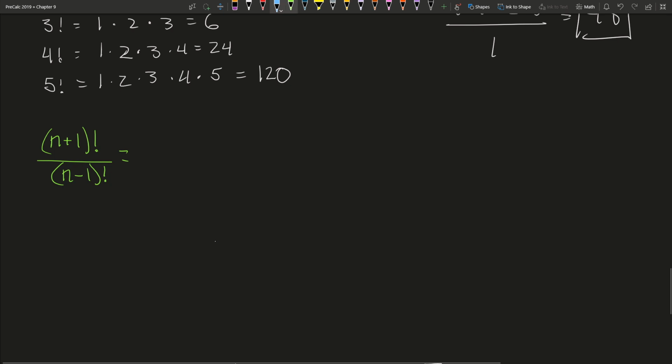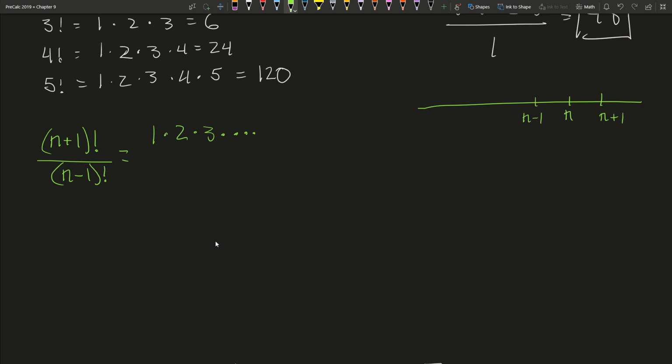Okay, so n plus 1 factorial is every number up until n plus 1 multiplied together. Okay, so if we think about that kind of on a number line, we have n plus 1. The number before that is just n. The number previous to that is n minus 1. And then before that is n minus 2, and so on, all the way down to 0. Okay, so that's how I would look at this. And then on the bottom is n minus 1 factorial. So it's 1 times 2 times 3, all the way up until n minus 1.